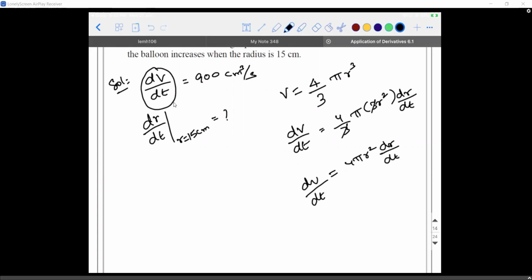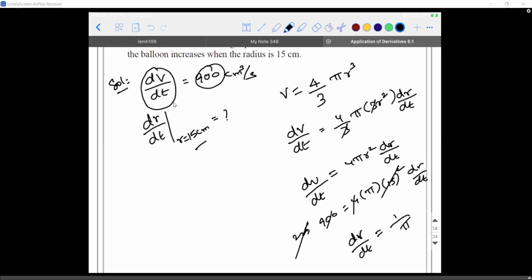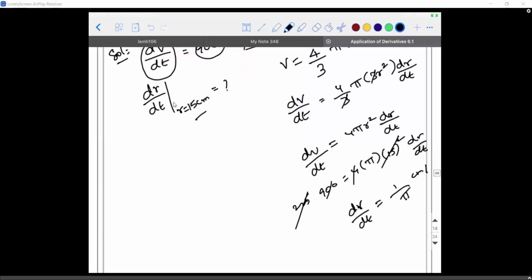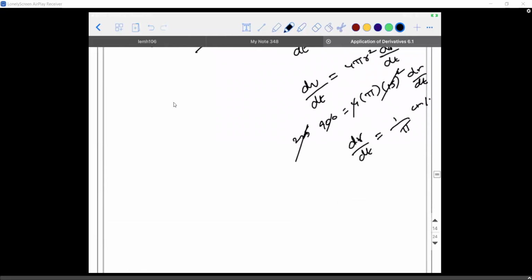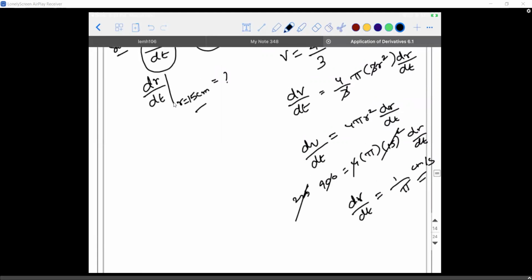Now you have all the values in your hand. dV by dt is 900, equal to 4 into pi, r is 15 centimeter, so 15 square into dr by dt. One unknown, one equation. Solve it and tell me the answer. So this will go 225 times. 225 and 225 cancel. dr by dt will be equal to 1 by pi centimeter per second. I hope everyone is clear with this. Yes, sir. It's a simple calculation.